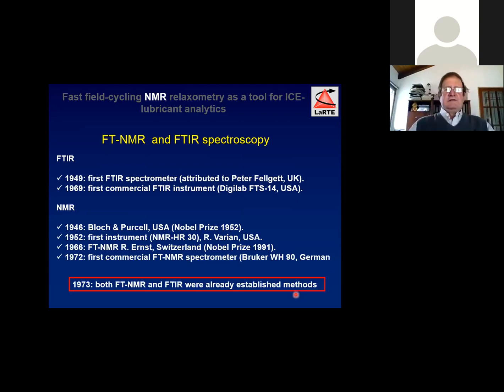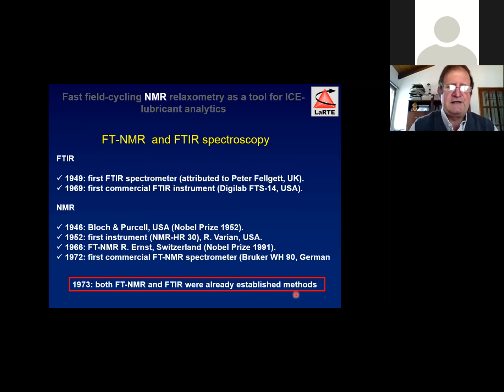So let's go to something closer to us, spectroscopy. Let us compare a little bit FT-NMR and FT-infrared. Infrared, in 1949, was in principle the first spectrometer, attributed to Peter Fellgett in the UK. And 20 years later appeared the first commercial instrument, in principle done by Digilab in the USA. Digilab still exists. It's a company that was taken over by a big one, but they still exist.